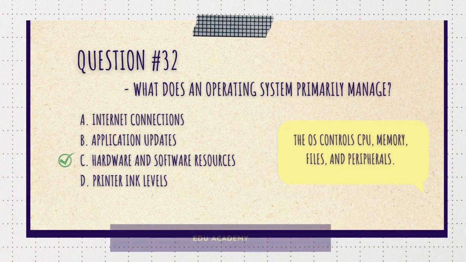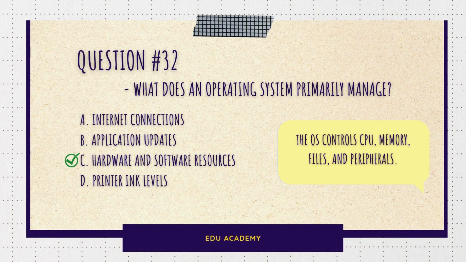Time's up. The correct answer is C. Hardware and software resources. The operating system manages essential resources like the CPU, memory, storage, and connected devices, and also coordinates how software runs on the hardware.